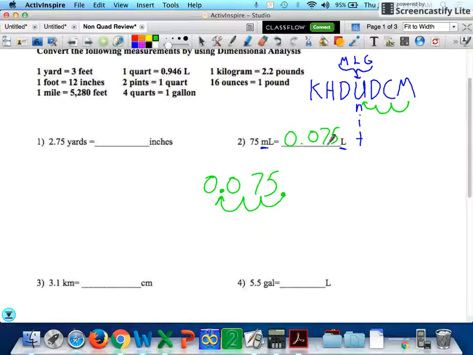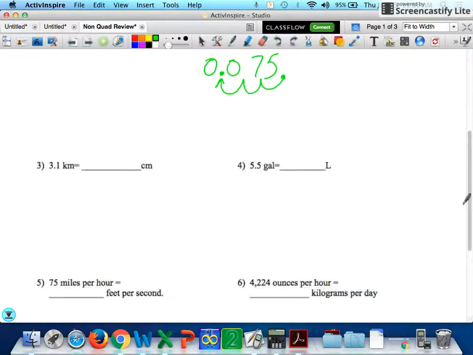0.075 liters. And that makes sense because a milliliter is a small amount and we're going to liters, which is a bigger amount. So our number should get smaller. As our unit gets bigger, our number value gets smaller.